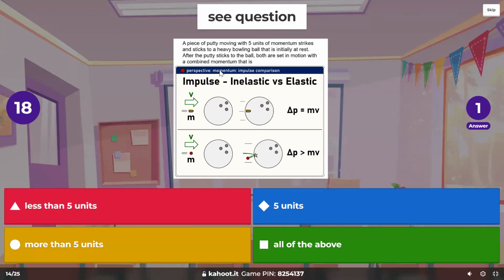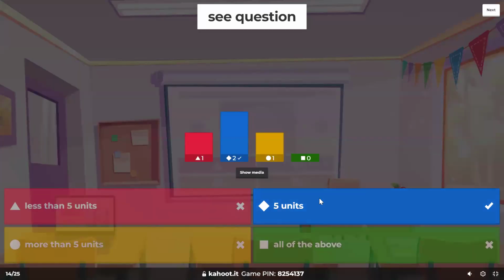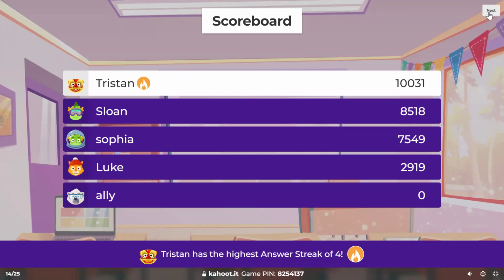A piece of putty moving with 5 units of momentum strikes and sticks to a heavy bowling ball that was initially at rest. After the putty sticks to the ball, both are set into motion with a combined momentum of 5 units. That would be conservation of momentum, right? So we're looking at an inelastic collision. Momentum is conserved. If there was 5 units of momentum in the system, then after the collision they both roll off with those 5 units of momentum.